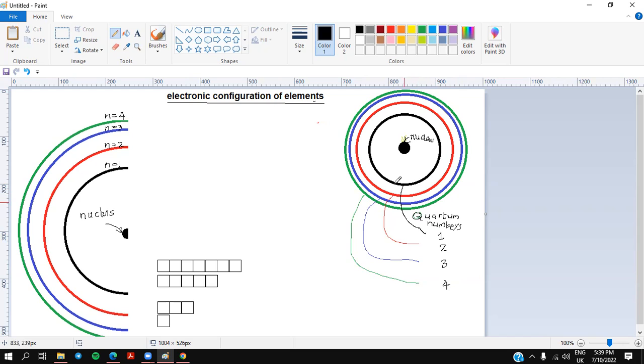In these different energy levels or different quantum numbers, there is a maximum number of electrons that can be accommodated. In quantum number 1, you can keep 2 electrons maximum. In quantum number 2, you can keep a maximum of 8 electrons. In quantum number 3, a maximum of 18 electrons. And in quantum number 4, a maximum of 32 electrons. 2, 8, 18, 32.